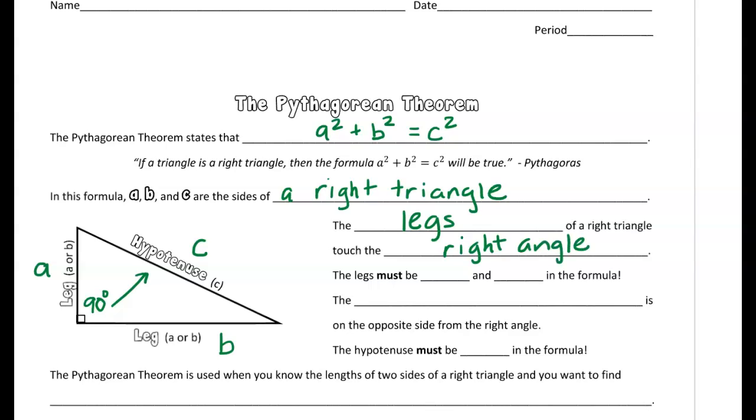And here's the most important thing, is that the legs have to be A and B in the formula, right? The hypotenuse is always C. So it's on the opposite side from the right angle, and it would be C in the formula. So we use the Pythagorean theorem when we know the lengths of two sides of a right triangle, and you want to find the length of the third. Whether or not it's a leg or a hypotenuse, you can figure that out.